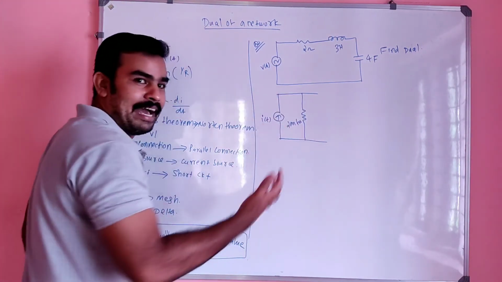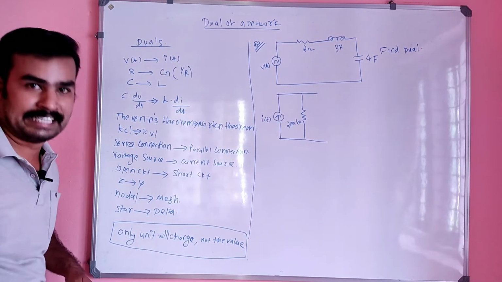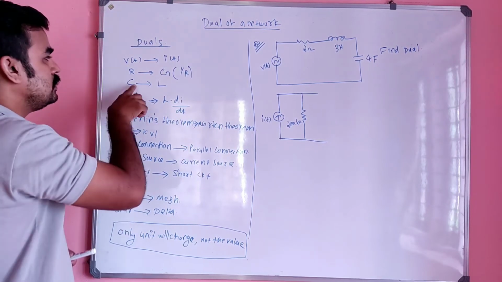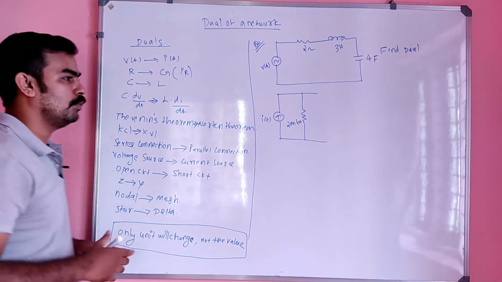And again this 3 Henry, that is the inductance. So inductance will be converted into what? Capacitance, right? Dual of C is equal to L means dual of L is equal to C. No issues there.